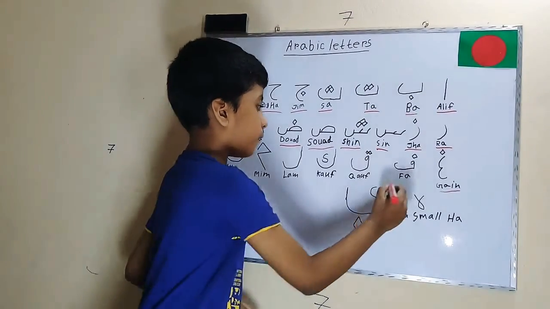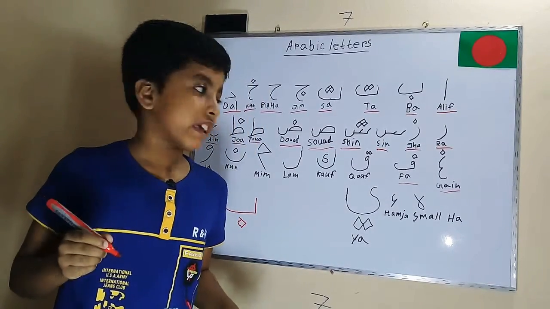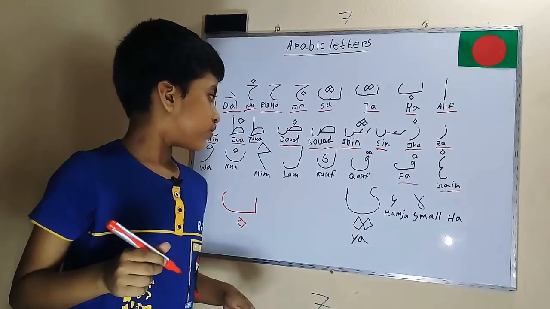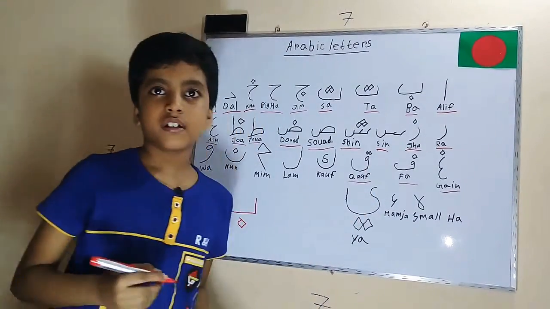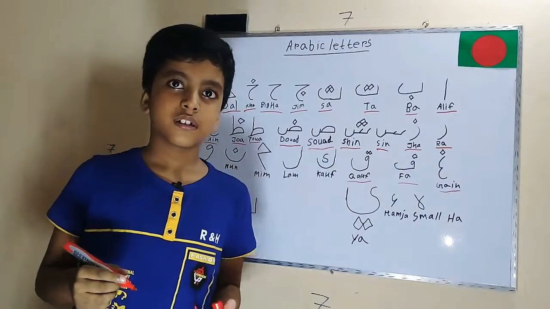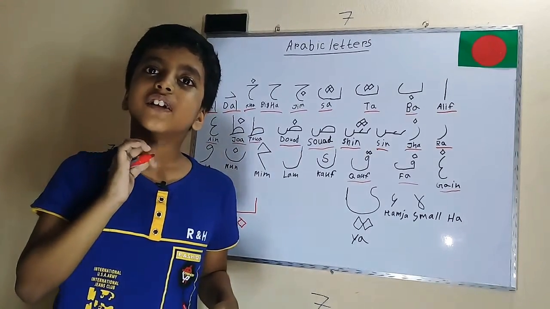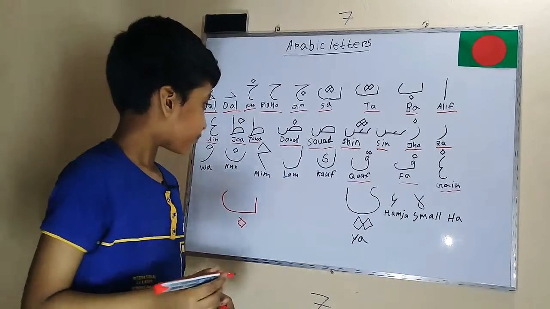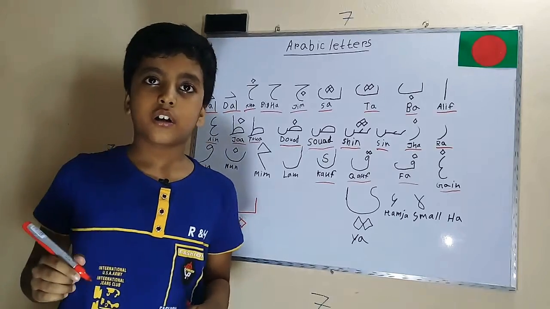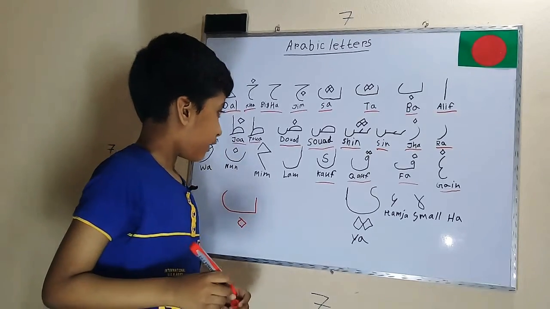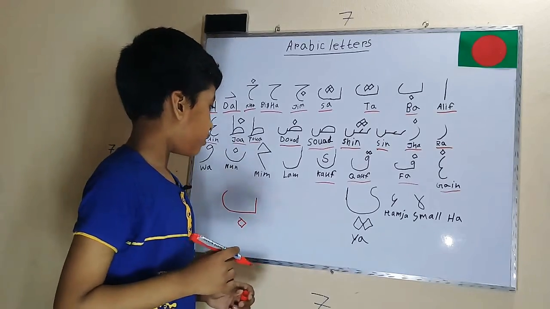Next we have fa. Fa makes the sound f, and it is very similar to qauf. So next we have qauf. It makes the sound qauf. Now, you have to speak it with your throat. Next we have kauf. Kauf makes the sound ka, and it has a pretty similar sound to qauf.